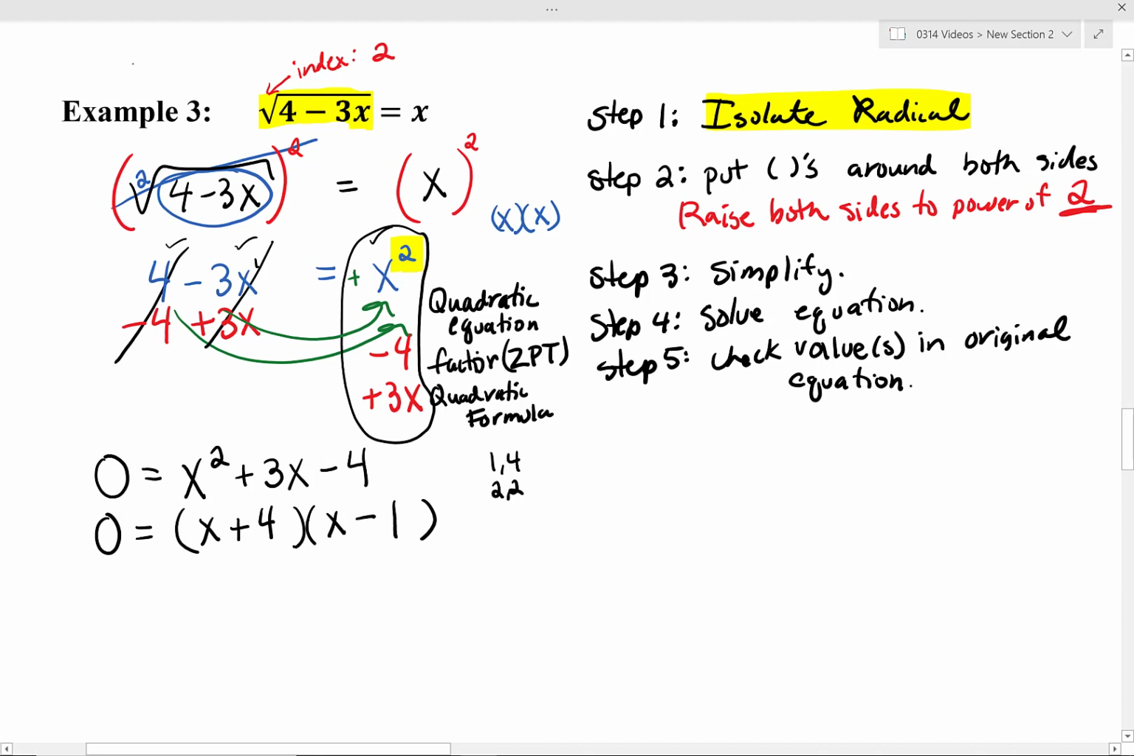We need to continue solving, right? So we have 0, product. Now we need to use the theorem. We're going to set each one of these factors that contains an x in it equal to 0.